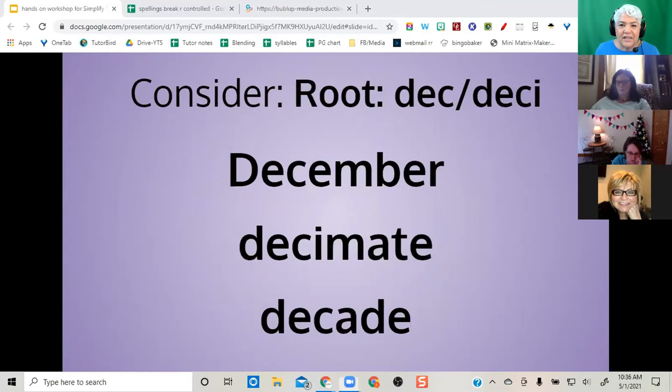Here we go. If I look at these words here with the root DEC or DECI, whatever you want to call the root, and I'm going to go through my steps. Step one, what was it?